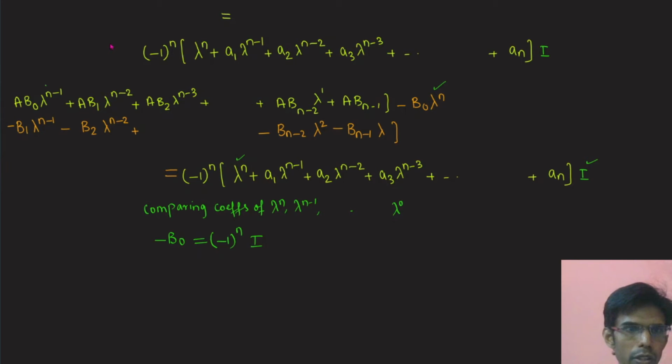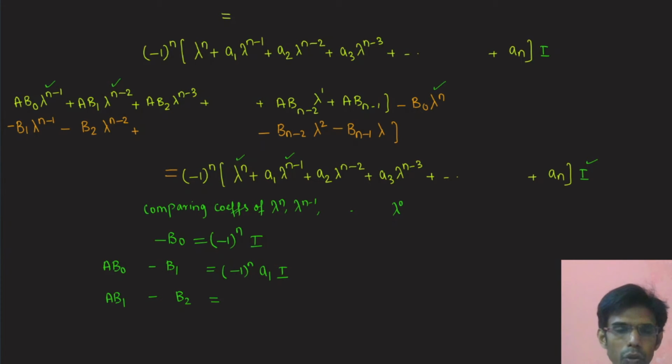Now compare the coefficient of lambda power of n minus 1. Here I have lambda power n minus 1, so coefficient is A b0 minus b1 is equals to, here I have minus 1 power of n, lambda power of n minus 1 is here, second term, so coefficient is a1 into I. Similarly, lambda power of n minus 2 coefficient is A b1 minus b2 is equals to minus 1 power of n a2 into I.